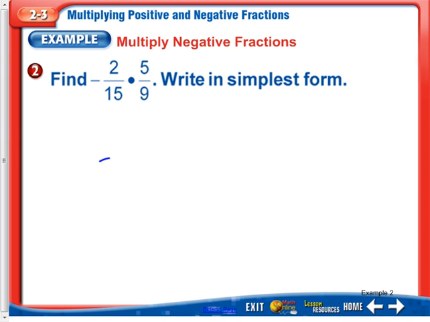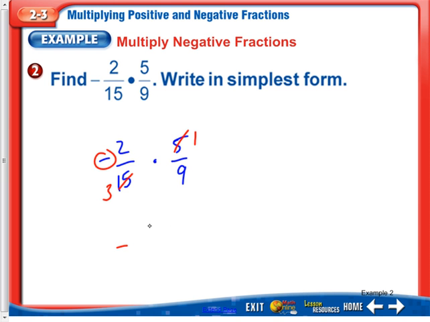Okay, so let's copy this down. Negative 2 over 15 times 5 over 9. Okay, again, we have one negative, so I know my answer is going to be negative. I'll go ahead and write that down there right away. Divide the 5 by 5 to get 1, divide the 15 by 5, and I'll get 3. I can't simplify denominators with denominators, so I'm as far as I can get.